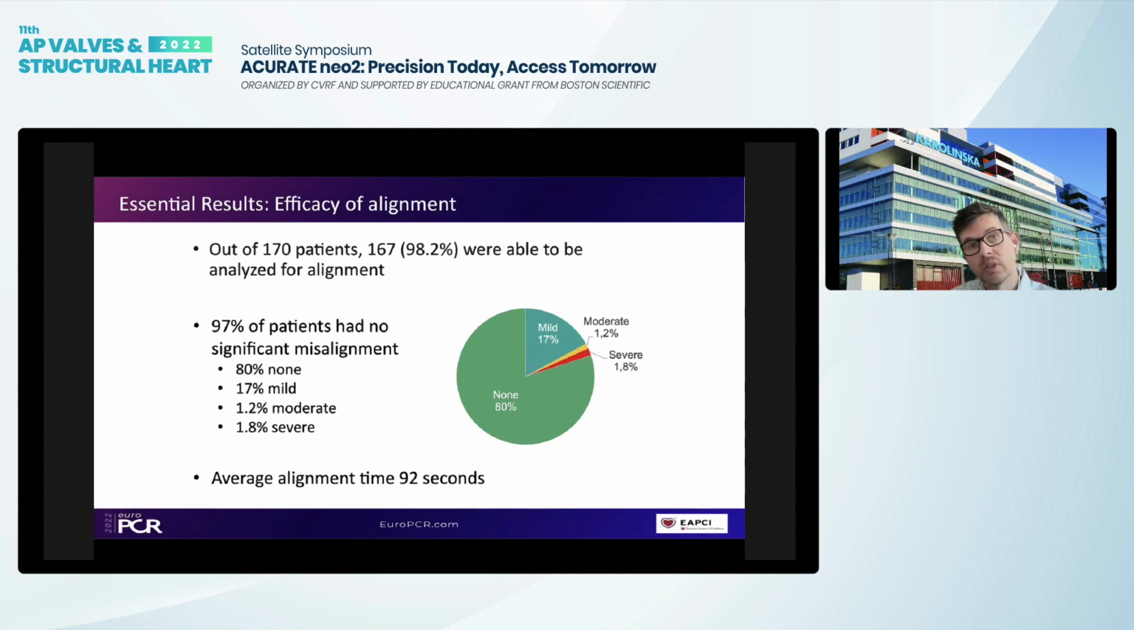And the result in short is that 97% of the patients had no significant misalignment, with 80% being no misalignment, 17% mild, 1.2% moderate, and only 1.8% severe misalignment. And the average time it took to do these steps with the rotation of the device was 92 seconds. And I think now, 1 year later, it's probably even quicker to do this. So this shows that you can do it in almost all patients and have a very good success rate too.